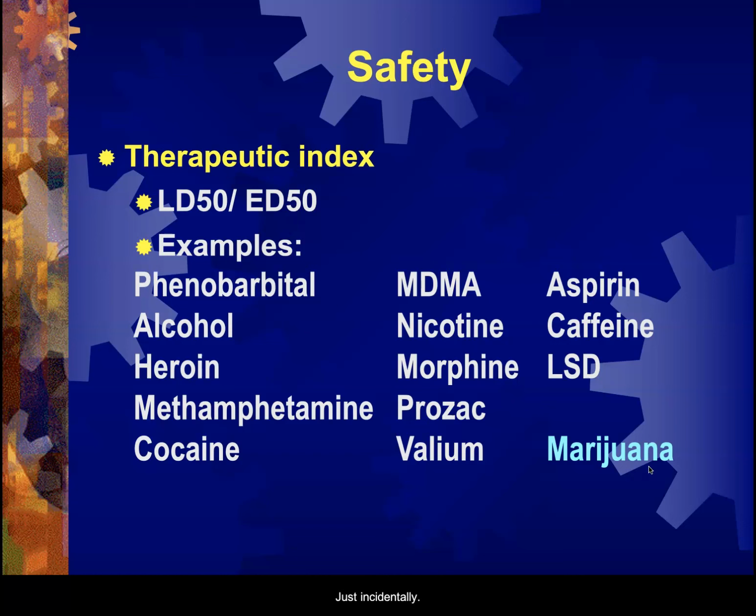Now, just incidentally, a 40,000 therapeutic index would mean that you'd have to consume 1,500 pounds of marijuana in 15 minutes. Good luck.